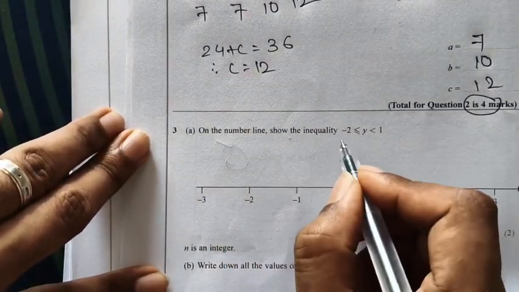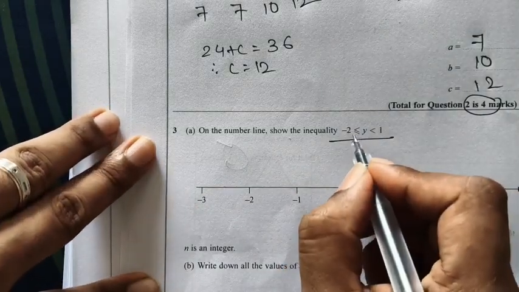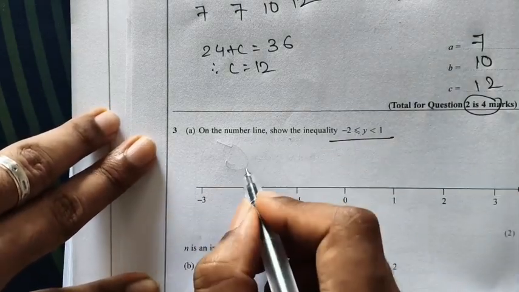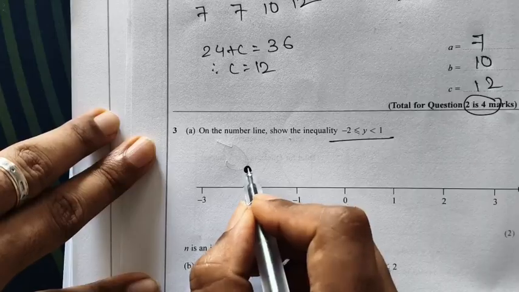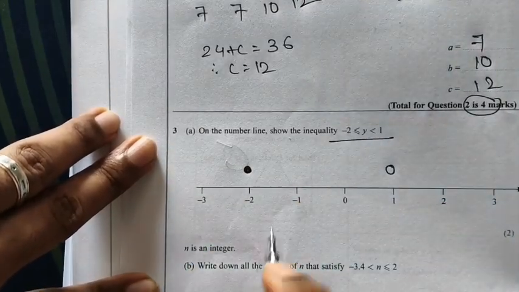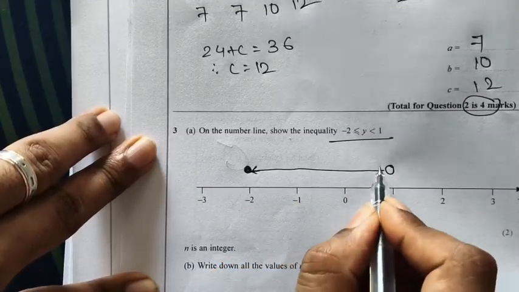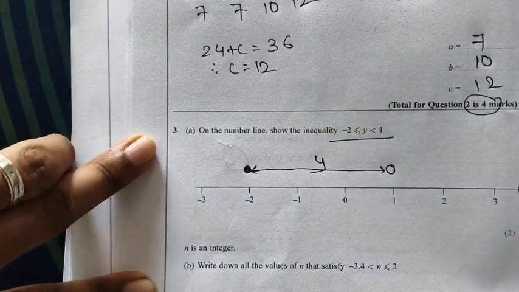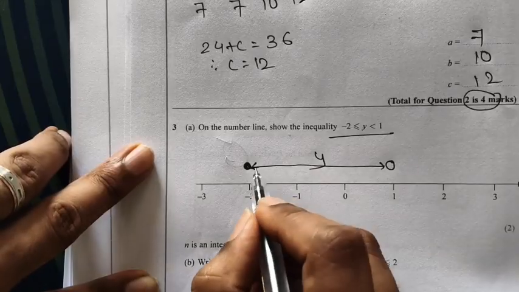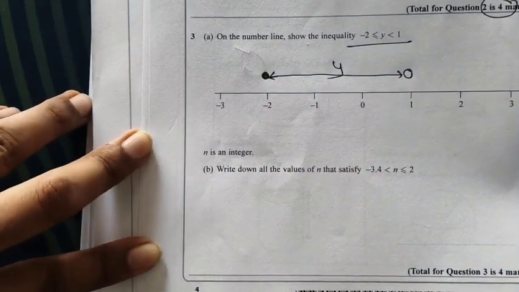On the number line it shows an inequality, minus 2 and y, and we have to cover it up. As it is greater than or equal to, obviously this needs to be covered with a dark spot, and this should be covered with a light spot. And this is the inequality between which the y lies, correct? So you can actually show this kind of thing on the number line. Now let's look at the other part of it.